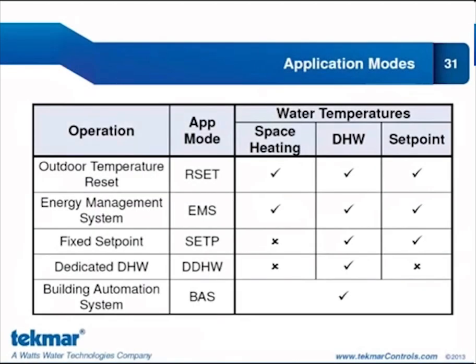The 284 has five application modes, so you can customize the operation and the allowable water temperatures for your particular application. The one you saw most often in the applications that we saw is the outdoor temperature reset, which is called reset app mode. Now, as we stated in the applications, this allows three separate water temperatures. We have the water temperature for space heating, which is our outdoor temperature reset water temperature. And we can also set higher temperatures for domestic hot water and for set point loads.